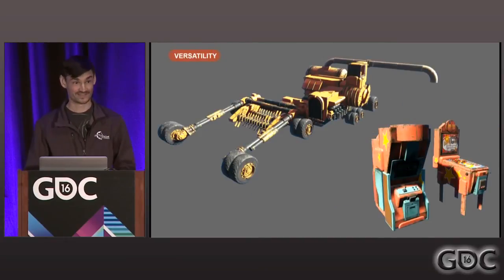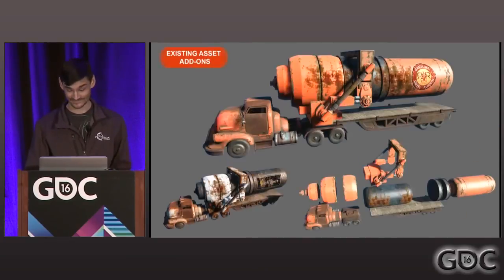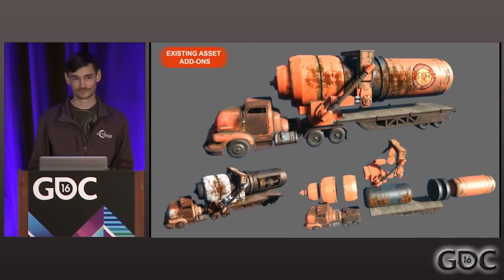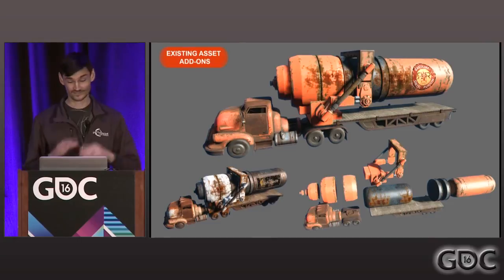Even vehicles and arcade cabinets. It's really versatile. And you can also use it with other existing art, like this truck. And in a normal workflow, each one of those things could have been a custom asset. Someone goes into ZBrush for like 2 weeks, you get a custom texture. Looks great, that's awesome. But that takes a long time.